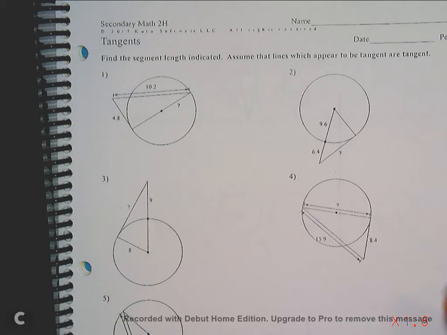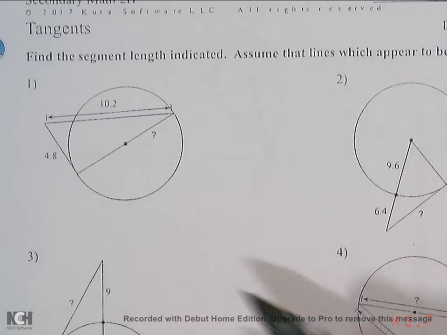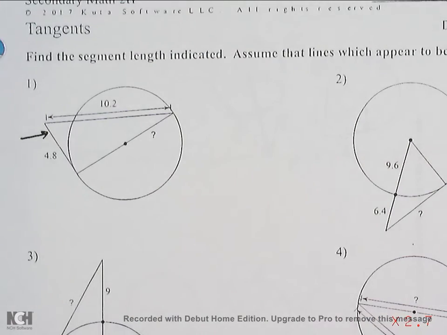Okay, so today we're going to be talking about tangent lines to circles. So let me zoom in here just a tad so you guys can better see what's happening. So a tangent line would be something like this. That's a tangent line. And why is that tangent?